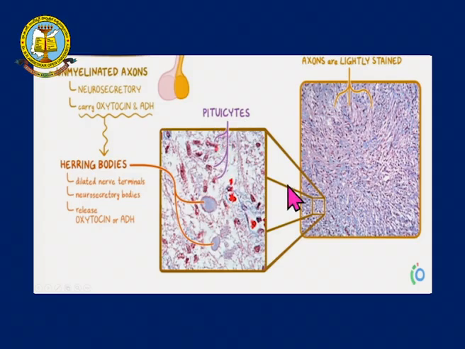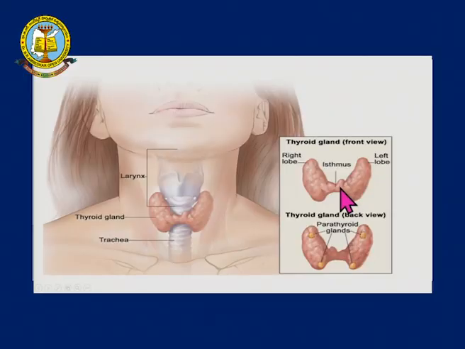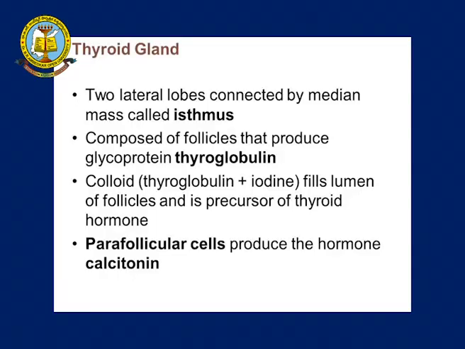This is the pituitary region, with its staining. Now, coming to the thyroid gland. The thyroid gland lies near the trachea and larynx, with the parathyroid glands nearby, and there are two types of lobes, right and left, joined by the isthmus. This is the thyroid gland.